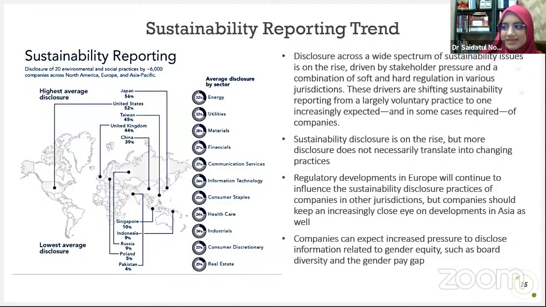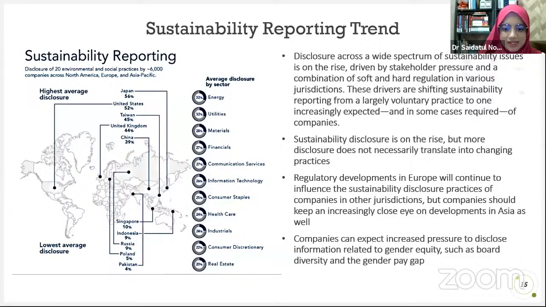And if you can see the trend, average disclosure by sectors that are much more environmentally sensitive is disclosing much more information in sustainability reporting. So leading is energy, and then utilities, and then materials, and then the rest follows. So normally it is the environmentally sensitive sectors that have the most comprehensive disclosures. Okay, why? Because they have a bigger risk of having sustainability issues.